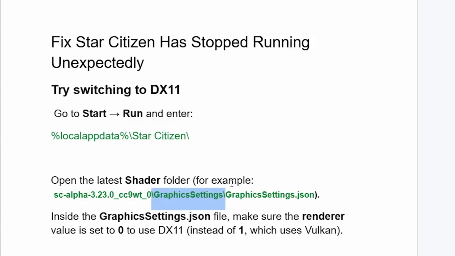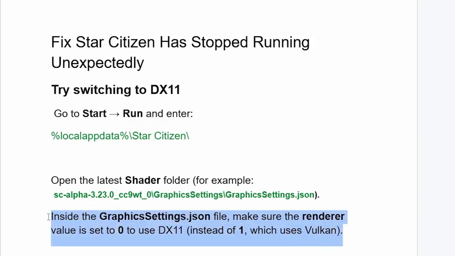Now you'll find the GraphicsSettings.json file. Inside the GraphicsSettings.json file, make sure to open it. After opening it, make sure the renderer value is set to 0 to use DirectX 11 instead of 1 which uses Vulkan. So you just need to follow the instructions here.